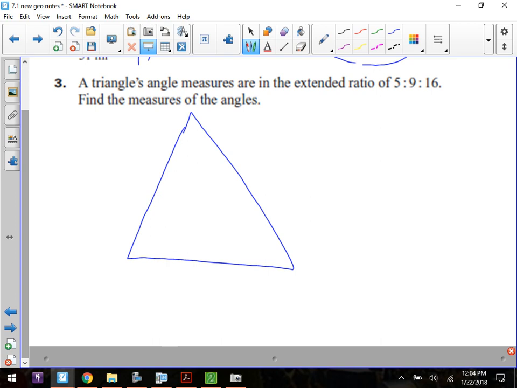So if I want to say that the angle measures are in a ratio of 5 to 9 to 16, it is quite literally 5 times something, 9 times something, and 16 times something. What do all 3 of those have to have? That's all it is. It looks weird, but it's nothing more than 5x, 9x, 16x. It goes right back to a little bit of algebra.